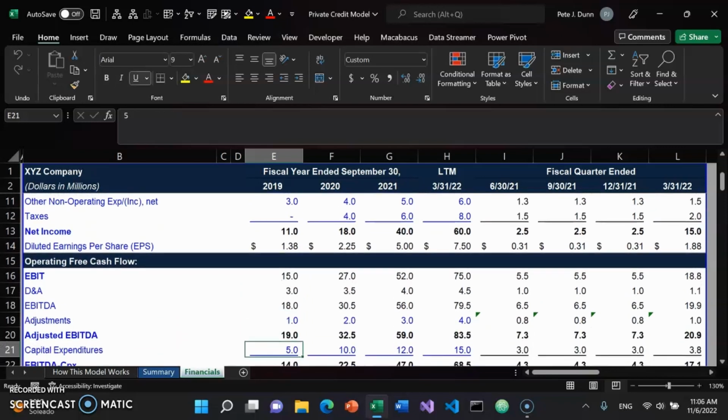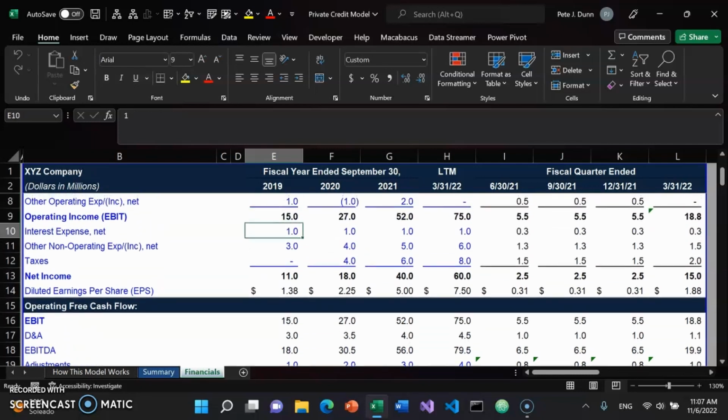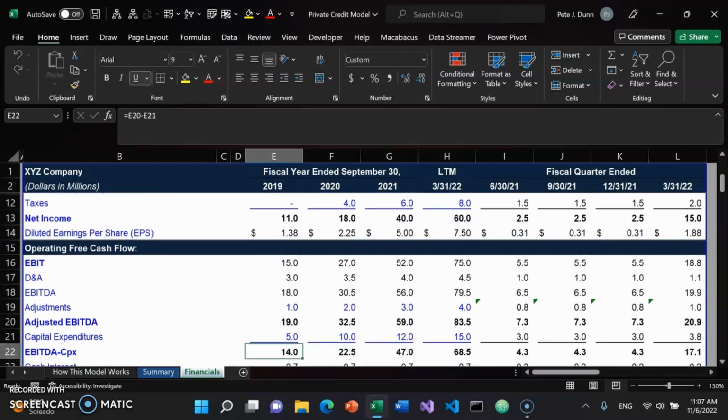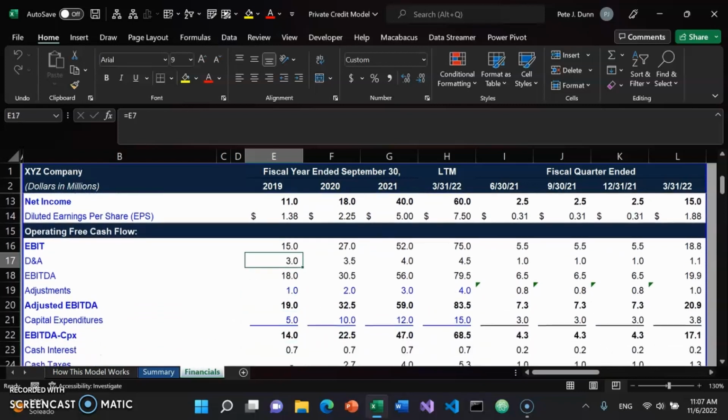Now for operating free cash flow, you start with EBIT, which we've already calculated. Recall that was calculated in Echo 9. You start adding back these other expenses. Depreciation and amortization is added back since it's a non-cash expense. By adding the EBIT and the depreciation, you can get EBITDA, earnings before interest, tax, depreciation, and amortization.